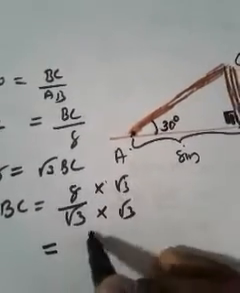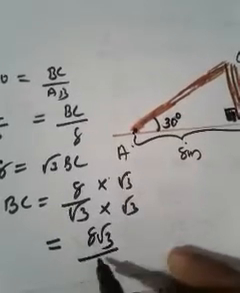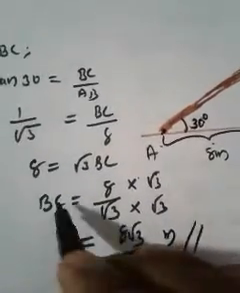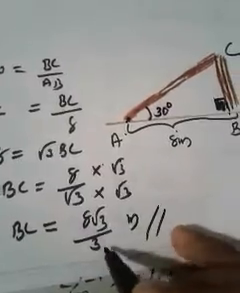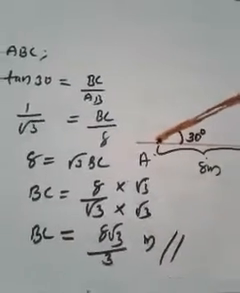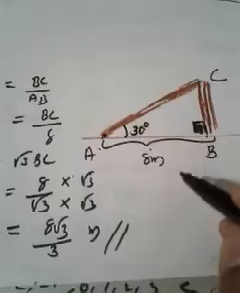So what is 8 into root 3? 8 root 3. What is root 3 into root 3? 3. So the length of BC is 8 root 3 by 3 meters. You may have understood. Okay. Now we got BC.